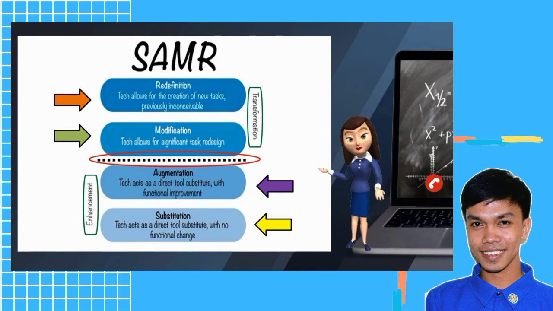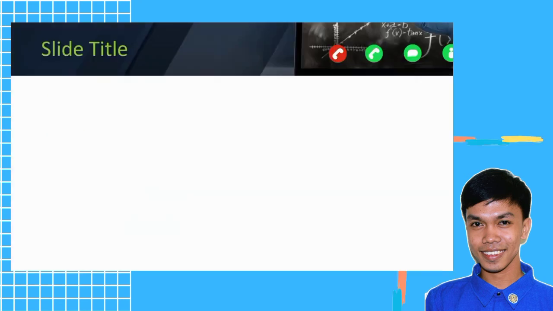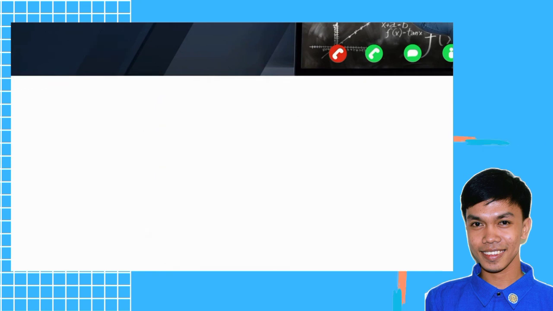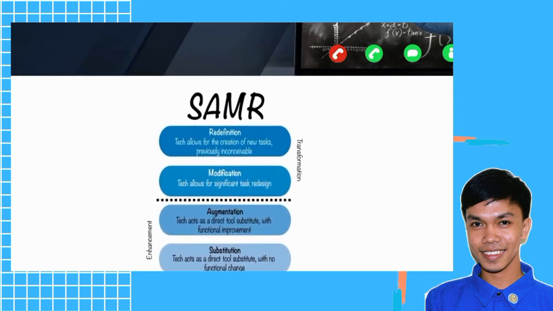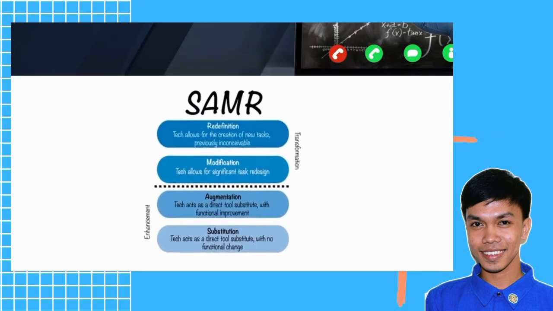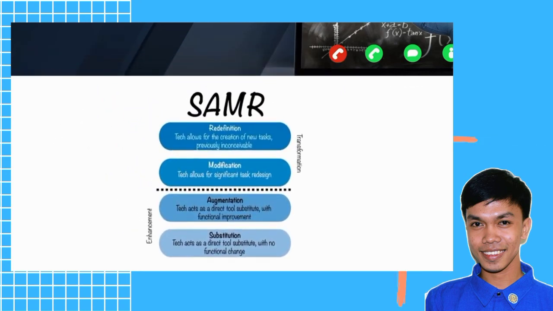Transforming learning promotes higher order thinking skills, such as analyzing, evaluating, and creating, which are undeniably essential in the learning standards of 21st century learning. So, how can we teach above the line? Let's take a look at some examples of classroom tasks that evolved through the lens of SAMR.